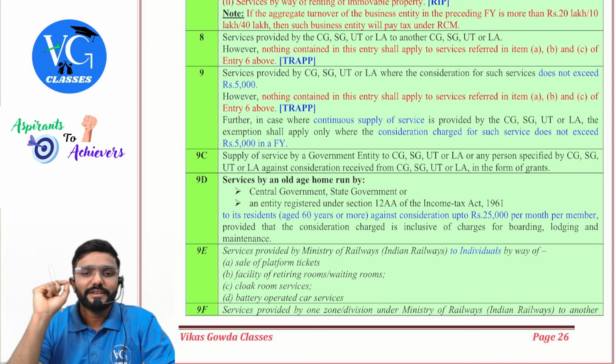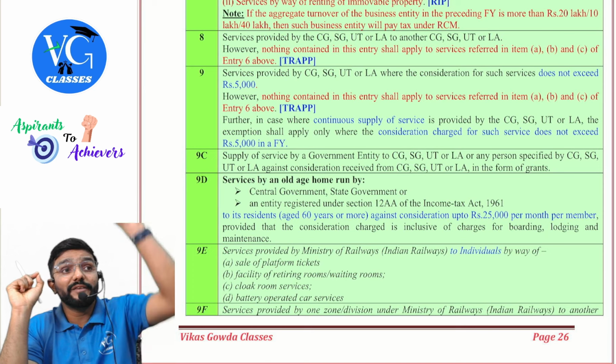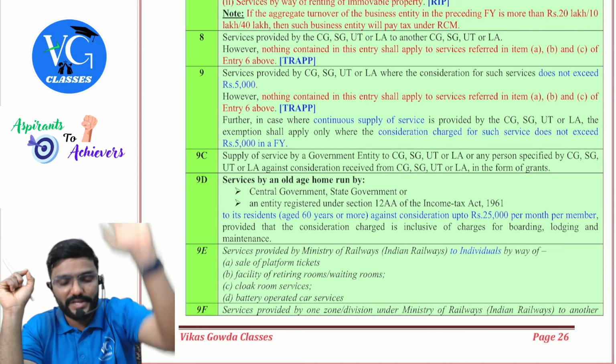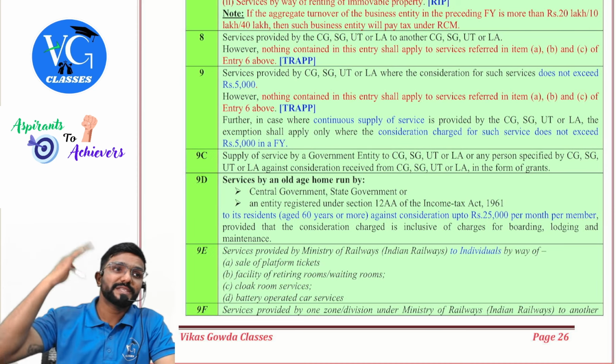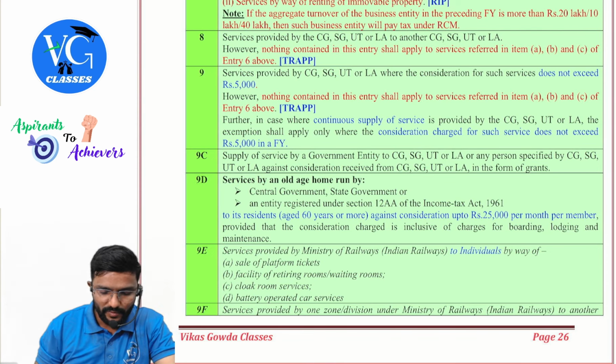Sure. Next, 9D. Services by an old age home run by an old age home. See, guys, when I was discussing charitable also, I told there 65 or more was mentioned. I told we have a separate entry for this also. What is it we are seeing? As per charitable, they put a condition of 65 or more, that too in rural area and all. But here, what is it telling?